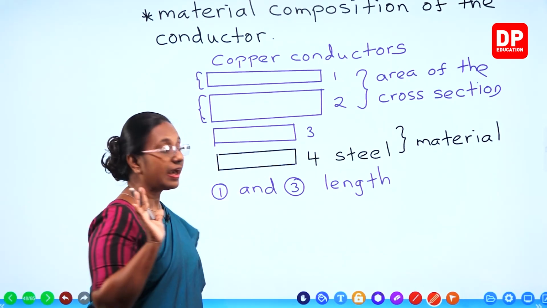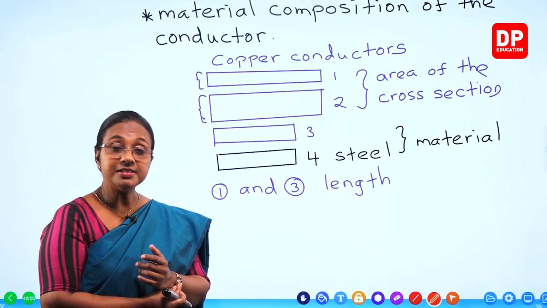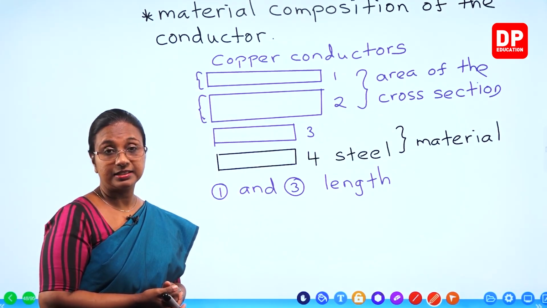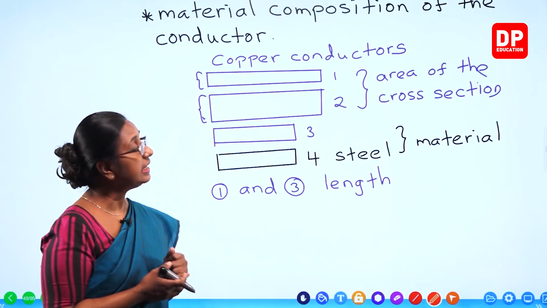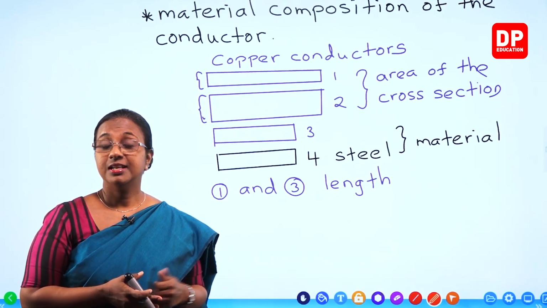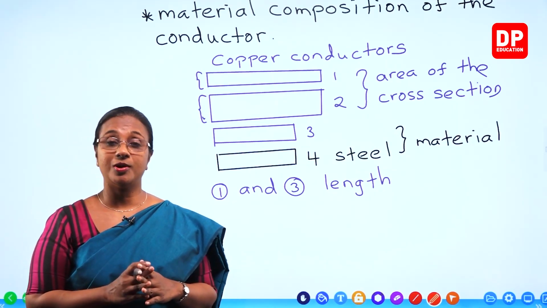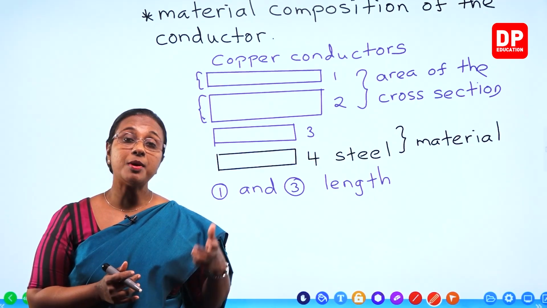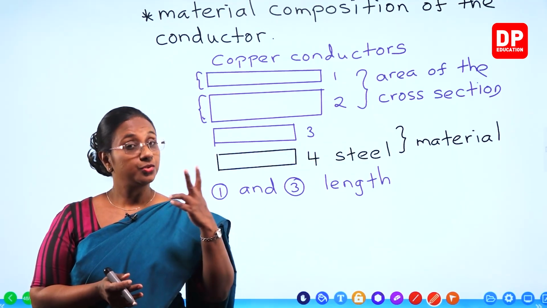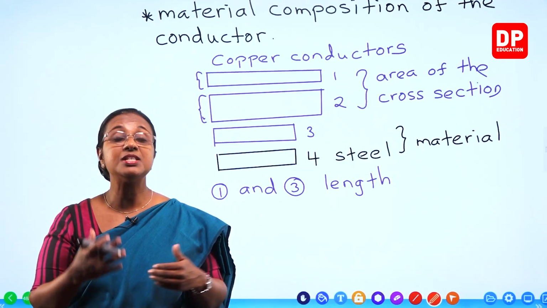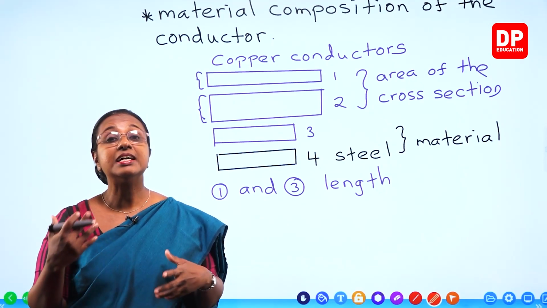So those are the factors that affect the resistance of a conductor. And why do we say material composition? If you remember in the previous chapter also, we discussed nichrome coils. Now nichrome is made up of nickel and chromium, so two different metals mixed together. So they are the composition.